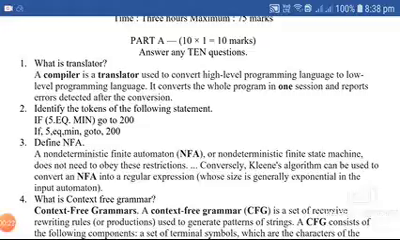Number 2, identify the tokens of the following statement: if 5 .eq. min go to 200.